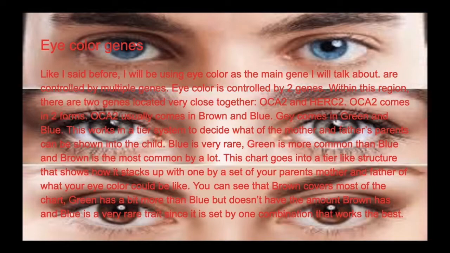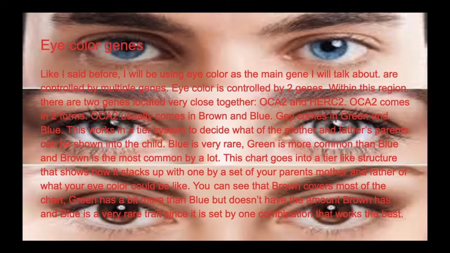Like I said before, I will be using eye color and hand preference as the main genes I will talk about. They are controlled by multiple genes. For eye color, it's controlled by two genes. Within this region, there are two genes located very close together, OCA2 and HERC2. HERC2 comes in one form, but OCA2 comes in two forms. OCA2 usually comes in brown and blue. In the other form, it comes in green and blue.